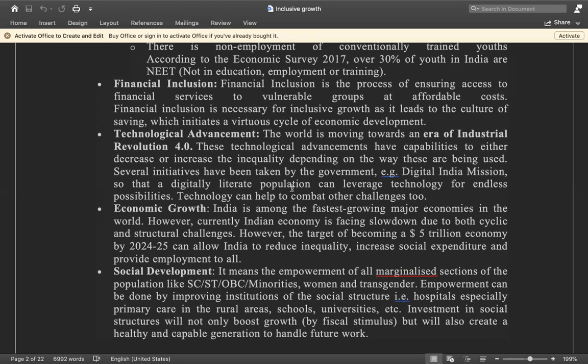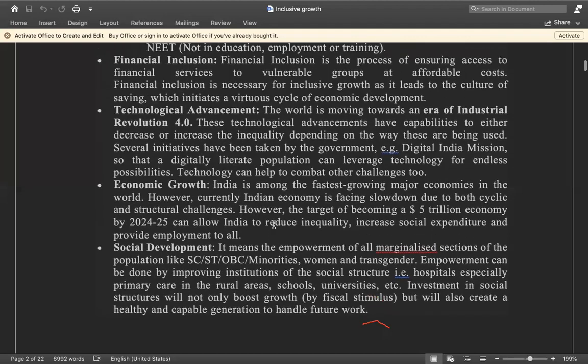Presently, we are hovering between 2.5 to 2.75 trillion dollars. Now, our aim is to convert our economy into a $5 trillion economy. $5 trillion means 5 into 75 rupees per dollar now, which is 375 trillion rupees economy. Clear? Isn't it? If we convert it into rupees, it is 375 trillion rupees.